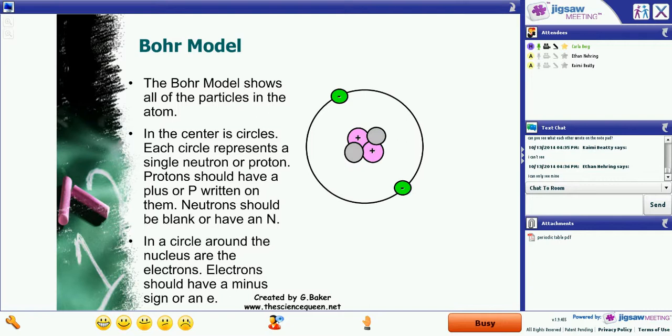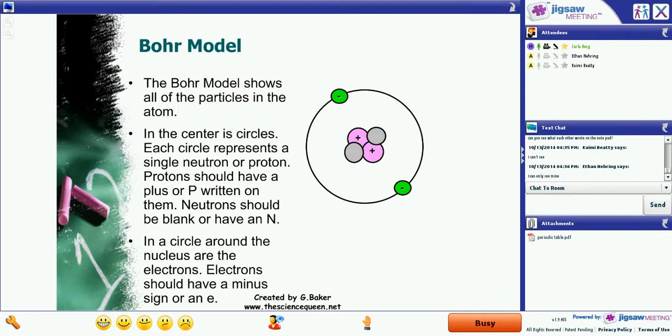Protons should have either a plus or a p. In this case, they have a plus in them. And neutrons should be blank or have an n. In this case, they're left blank. Then you have a circle around the nucleus that are the electrons. The electrons should have either a minus sign or an e. In this case, I put the charges up here.